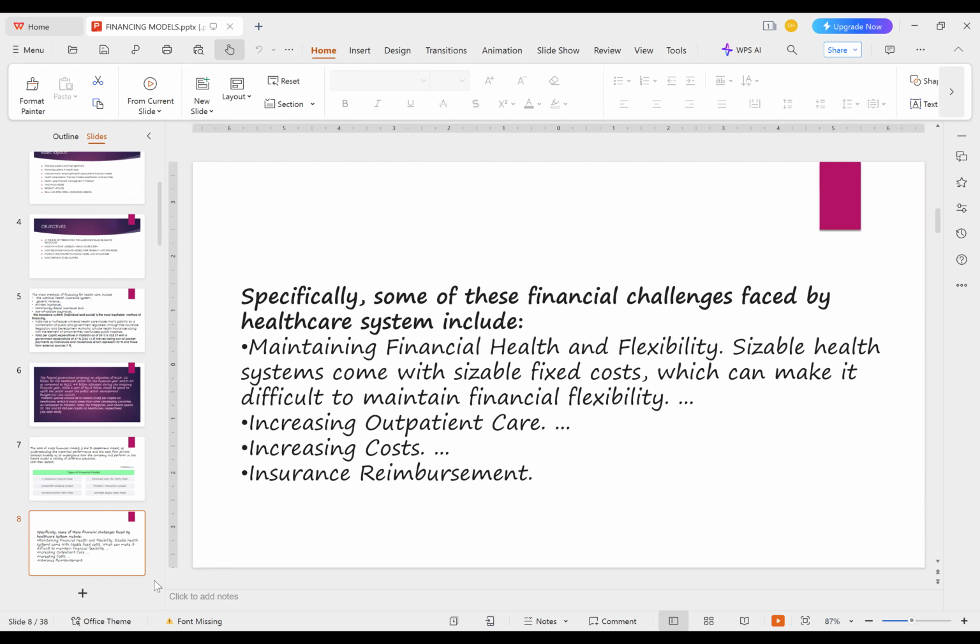Specifically, some of the financial challenges faced by the healthcare system include maintaining financial health and flexibility. Sizable health systems come with sizable fixed costs, which can make it difficult to maintain financial flexibility. Increasing outpatient care, increasing costs, and insurance reimbursements.